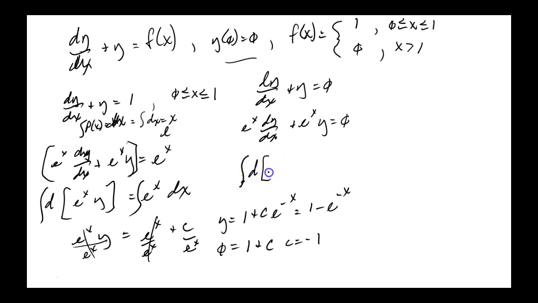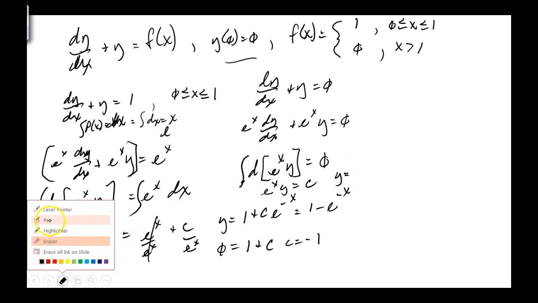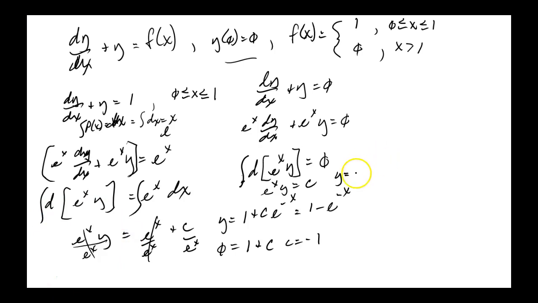D of e to the x y, but this time this is equal to 0, okay? So you get e to the x times y is equal to some constant, because the antiderivative of 0 is a constant, okay? So your y here is equal to c e to the minus x. Now this is not the same c as we had before, so I should have chosen a different one, but we've already done that c. Okay.